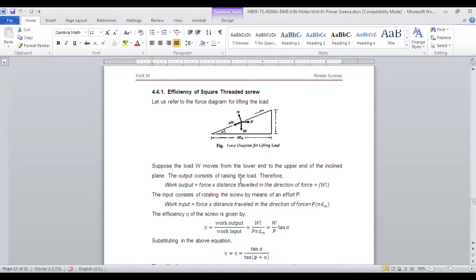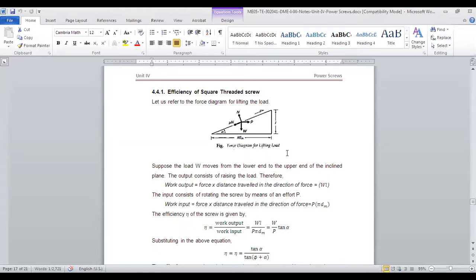Now, again, we are taking the same example of raising or lowering the load. In the case of raising the load, what is the work output and work input? Work is force into distance traveled, so load into distance is your work done. Assume that we are completing one rotation, and in that one rotation we find the work output and the work input. Output upon input will be your efficiency.